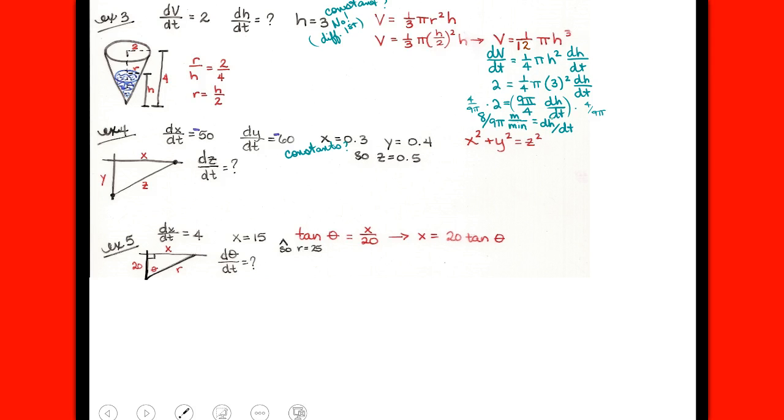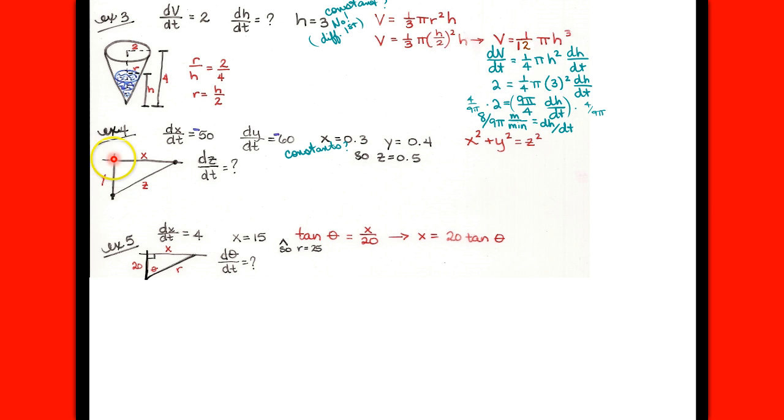All right, so for our next one, example number 4, it says car A is traveling west at 50 miles per hour, car B is traveling north at 60 miles per hour, and both are headed for the intersection of the two roads. At what rate are the cars approaching each other when car A is 0.3 and car B is 0.4 miles from the intersection?